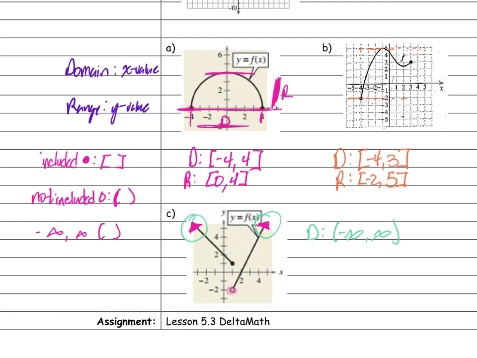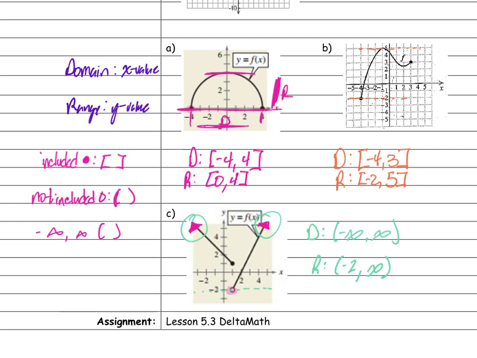Now, if one arrow is pointing up and one arrow is pointing down, then my range will also be from negative infinity to positive infinity. But in this case, they're both pointing up. So I know my range has a low point, and my low point is right there, and it's an open point, so my lowest point is -2, and because my arrows are pointing up, that means it goes to infinity. Does that help a little bit?